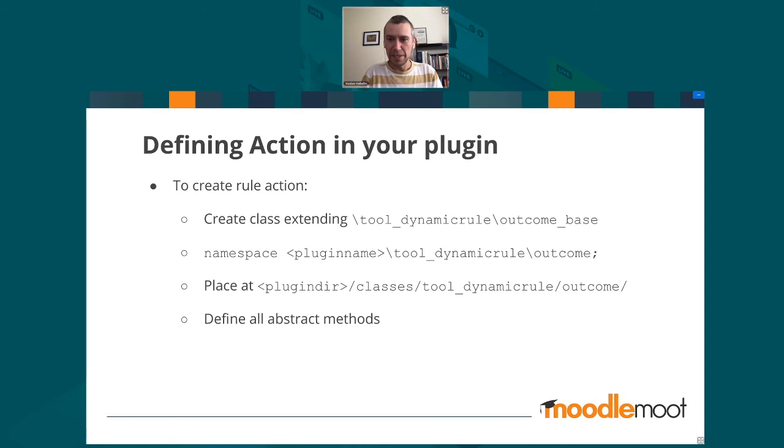Right, let's go further. Define an action in your plugin. An action is pretty much similar to a condition, with the only difference that instead of SQL methods, we have a different method for processing users. So you create a class extending the tool dynamic rule outcome base class. You define the namespace for that and place it in the right directory, which would be classes tool dynamic rule outcome. Then you define all the abstract methods.